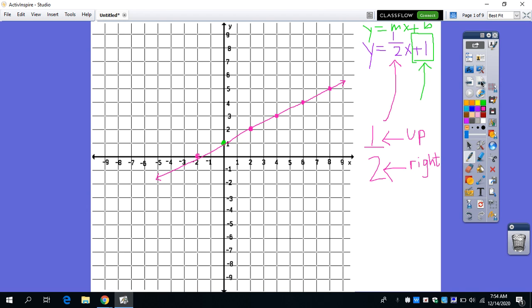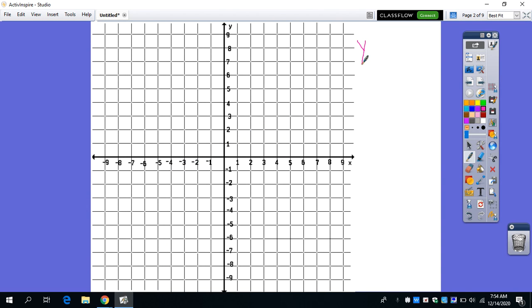Okay? I'm going to do another one with you guys. Have the equation y equals, let's say, 2x minus 3. Again, 2 is your slope, negative 3 is your y-intercept. So you guys know again, negative 3 is your first point on your y-axis. So negative 3 is down here. That's my first point.